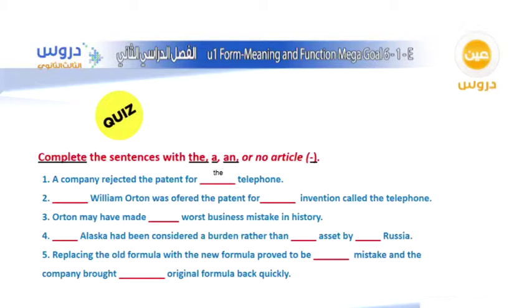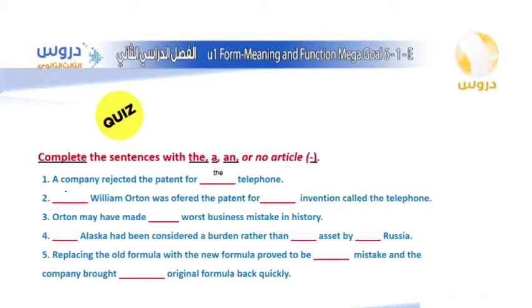Number two. William Orton was offered the patent for an invention called the telephone. He has the name of a person. Should we use the? Actually, we don't use the before names, so we leave it as it is.